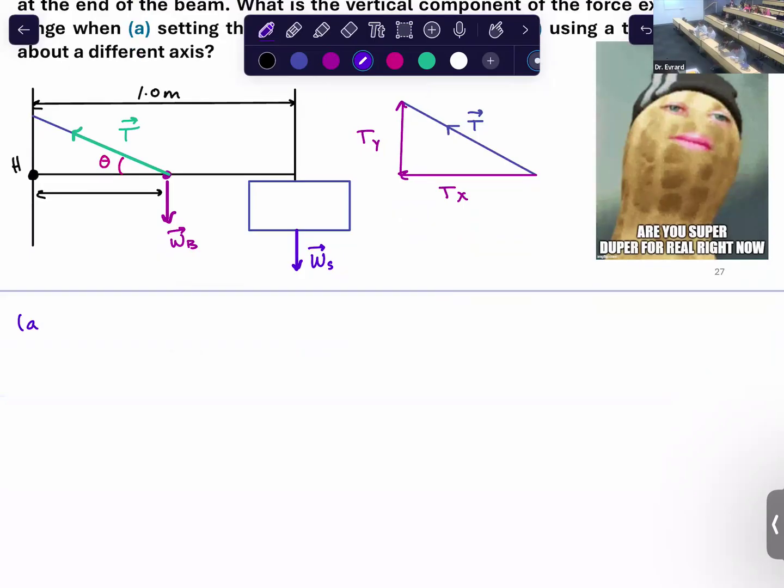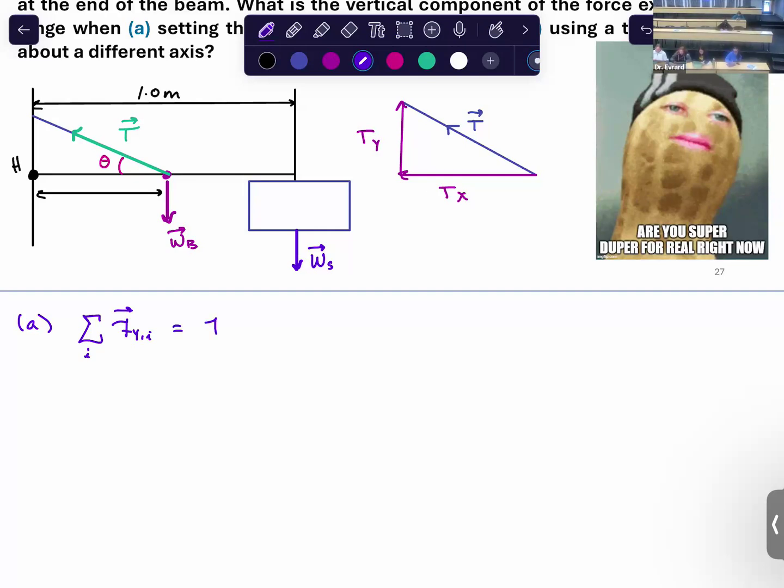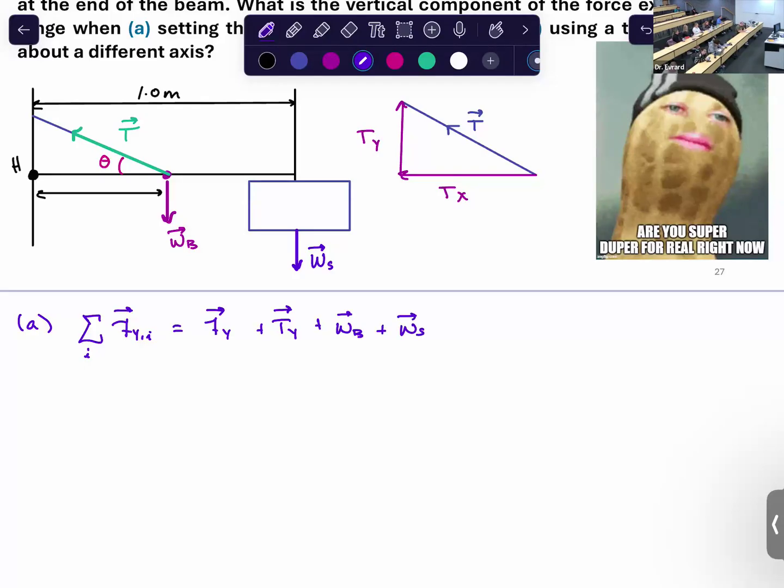So for part A, we're gonna say sum of forces in Y. The force at the hinge, we're just gonna call that force Y, plus tension in Y, minus the weight of the beam, minus the weight of the sign equals 0. Okay, so we'll pick it up here next time and continue solving this problem.